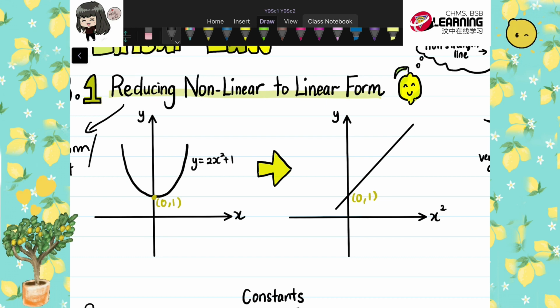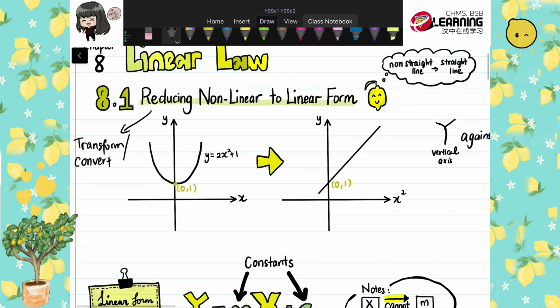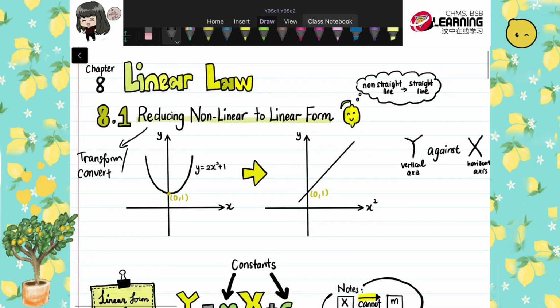If they change, the whole graph will change. But in this topic we're going to learn how to change to only straight line graph. We're not going to change to another form. Only straight line, only linear. If you understand only like 10% for now, it's okay. You will get a clearer picture or bigger picture later on. So for now, what you need to know is this topic is about changing non-linear to linear.